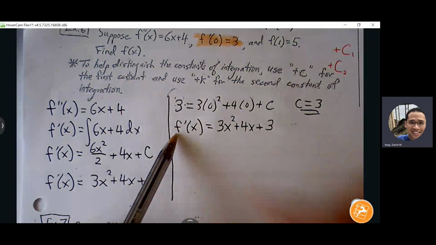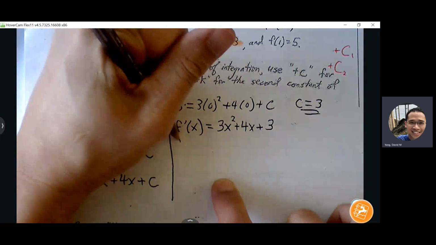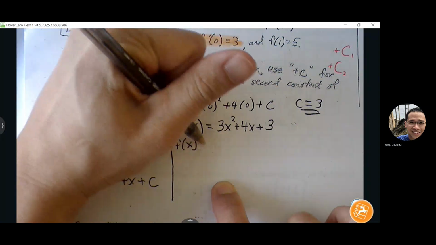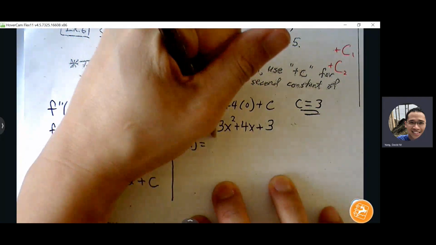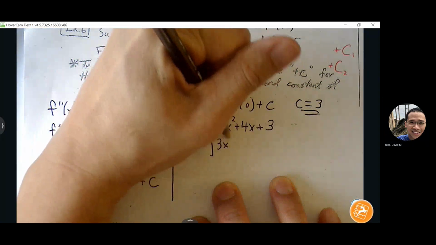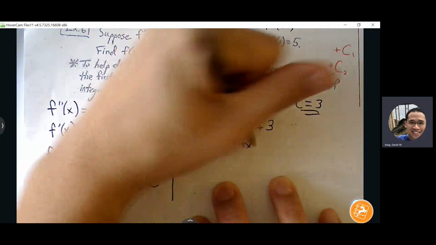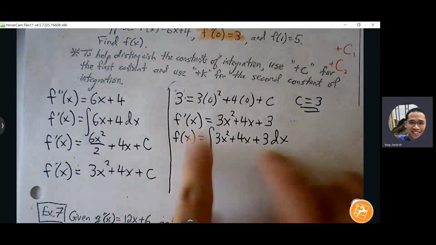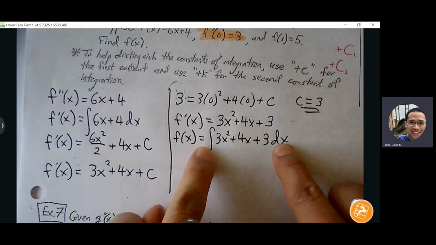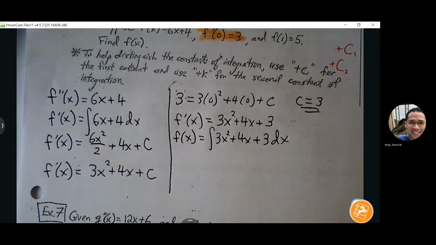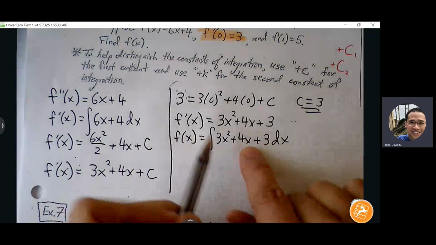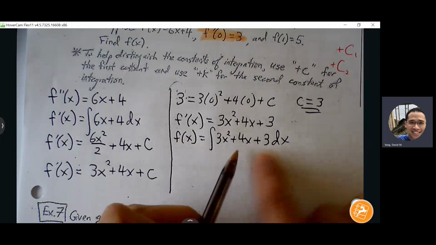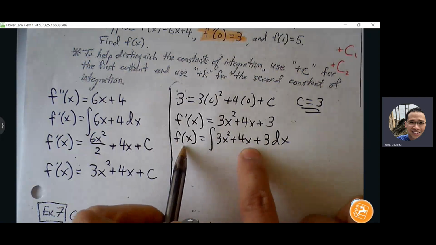F of x, right? So that means if I want to rise up to f of x, I need to take the antiderivative of this expression. I haven't done it yet, but I'm indicating what I want to do, right? These notations indicate that I want to make this rise up to the function level, because then I can make these two equivalent.